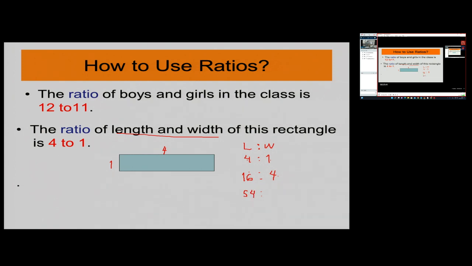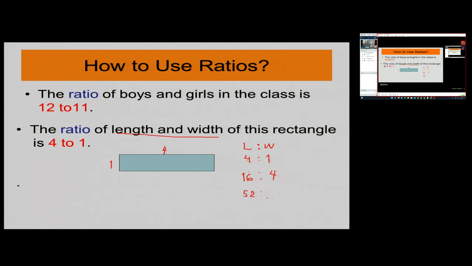What would be the width? Oh, sorry, it shouldn't be 54. Let us say 52. What if the length is 52? What would be the width?